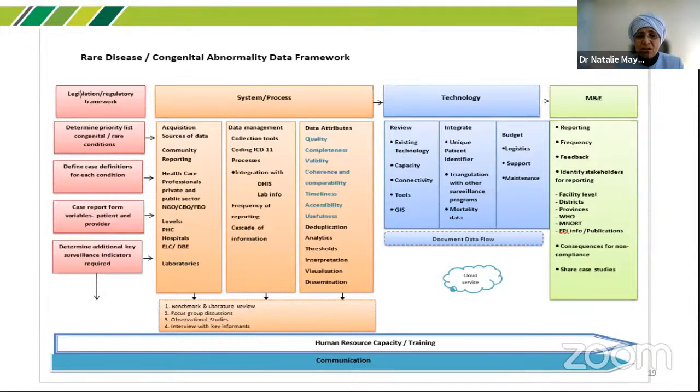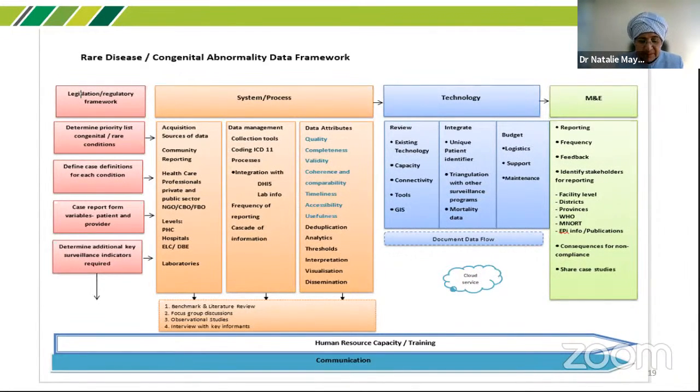What is the case report form going to include? What are the variables of the patient and the provider? And what are those additional indicators that we would require for that surveillance? Some of those could mean, for example, was the mom on any medication? What travel exposure did the mom have? What travel exposure did the child have? What are the environmental conditions? So all of these considerations need to be included in that element.